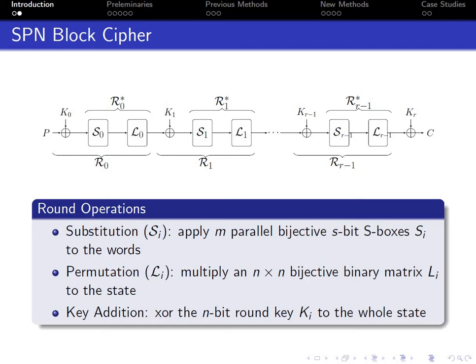The second operation is a permutation. That's a linear layer, and it is a multiplication of an n times n bijective binary matrix by the whole state. The third operation is the key addition that XORs the n-bit round key k_i to the whole state. We show one complete round by R, and also by R star we show the keyless round operations, that is a substitution and then a linear layer.